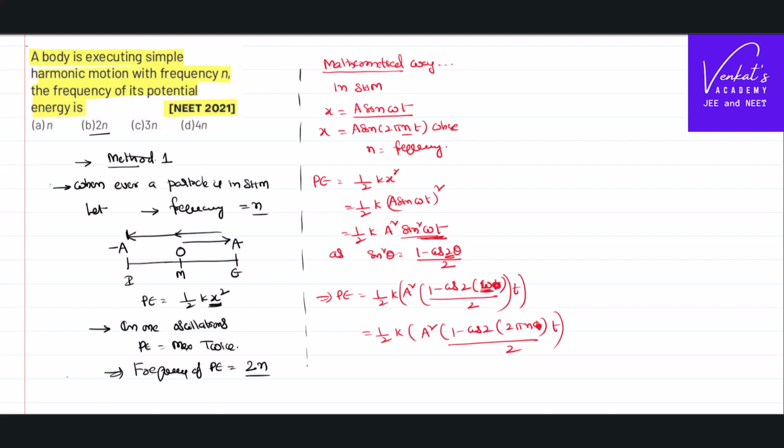If you notice, in the displacement the frequency is n, but here in the potential energy there is not only n, there is an extra 2. So this 2 into n becomes 2n, and the 2 pi is common in both. So we can say the frequency of potential energy is twice the original frequency of the displacement of an oscillatory motion. That's how we can prove it. That's how we get the same answer in both cases, 2n.